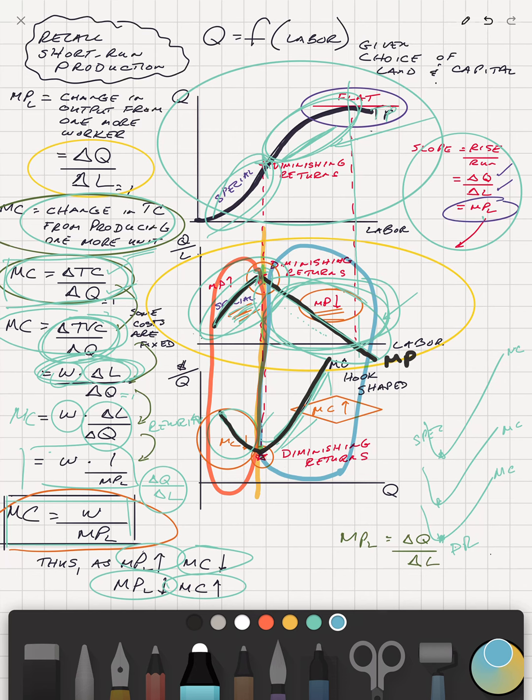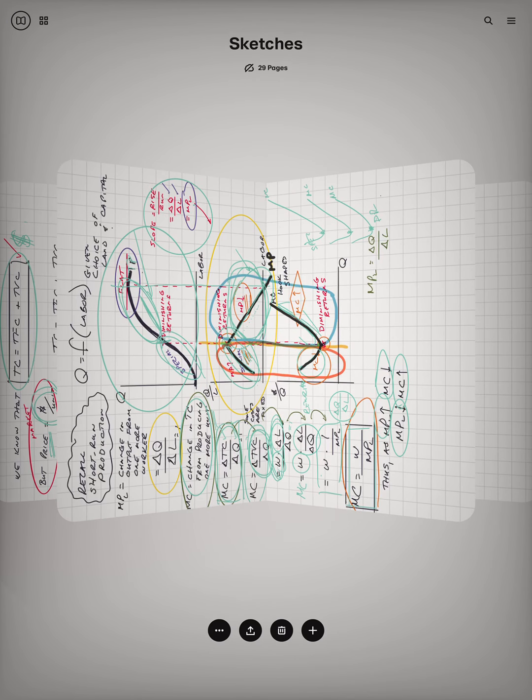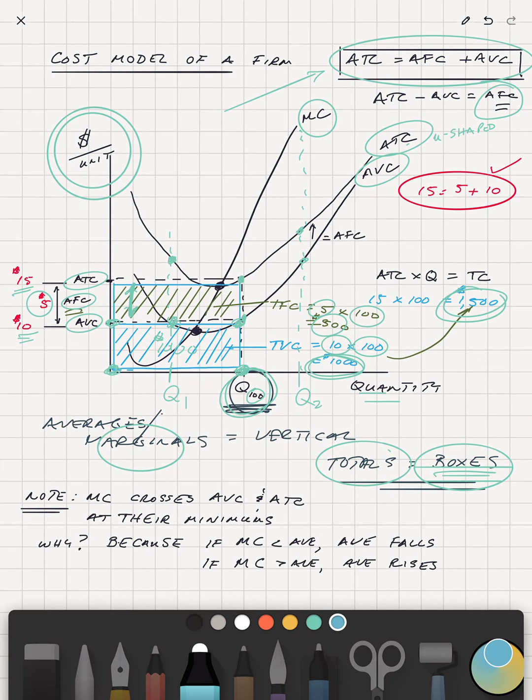Okay, let's go one more. Here is now the cost model of the firm. I will put these in bold again. The marginal cost curve looks like this. It will always look like that. The marginal or the average total cost curve looks like this. Obviously, it's going to be above the average variable cost curve, and that looks like that. Okay.